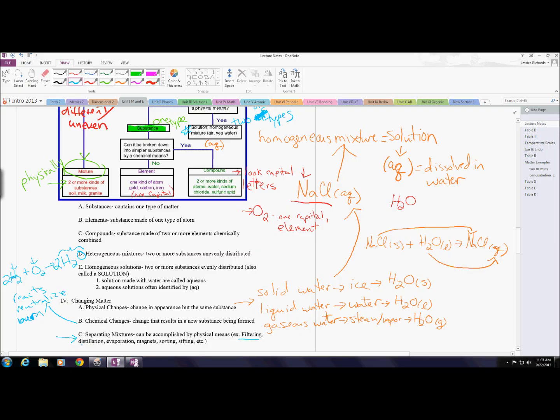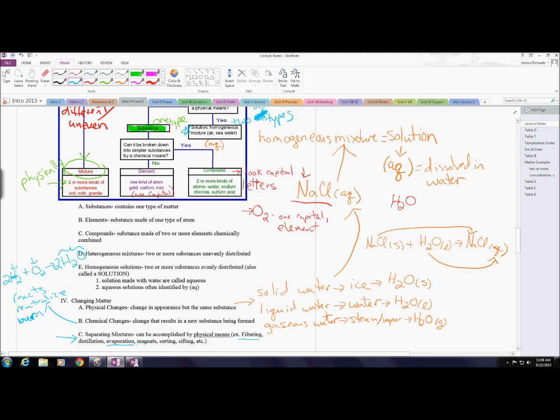Distillation is for separating two liquids that have different boiling points. So you boil one, the one with the lower boiling point boils first. You can recondense it if you capture that steam, and you'll have your two liquids separate. Evaporation, that's one of the easiest ways to get salt out of salt water. So if you want to make salt, you can just grab some salt water and set it out in the sun and wait until the water evaporates.